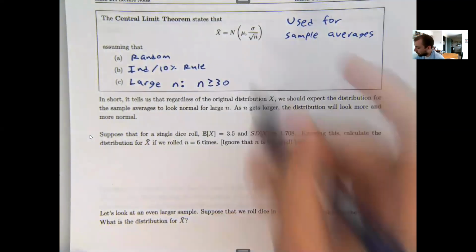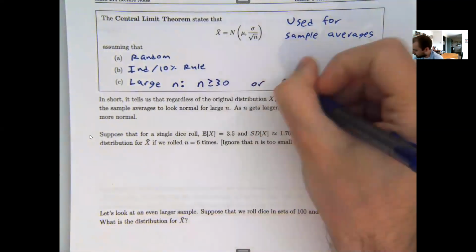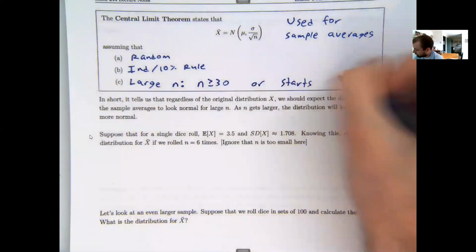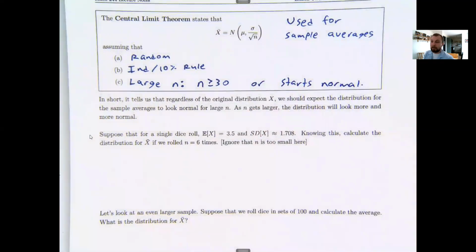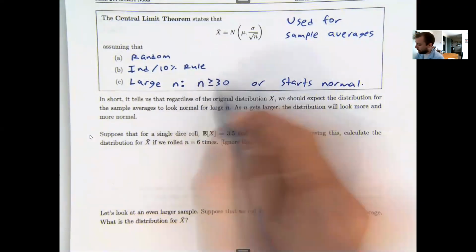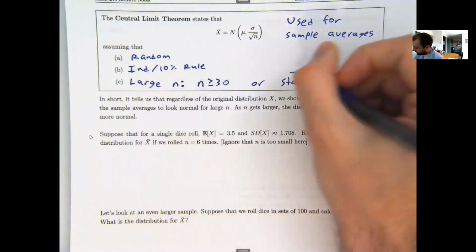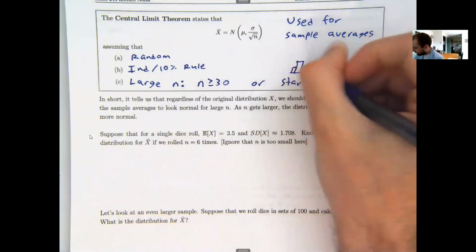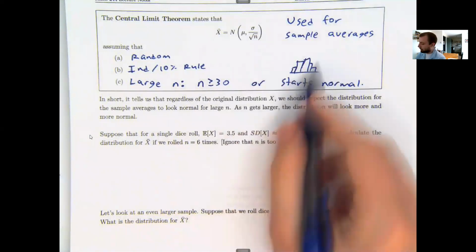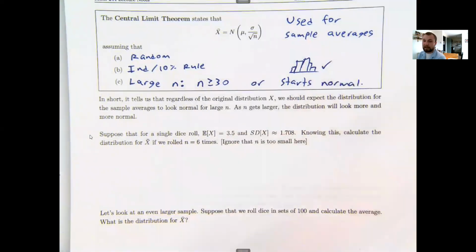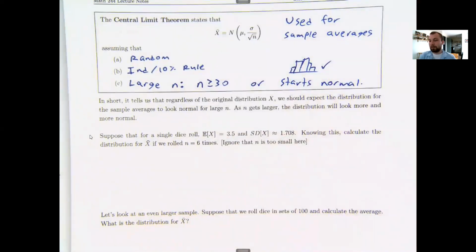If it started normal, though, you don't necessarily need 30 samples to be okay. So for example, if I had a distribution that I was sampling from that originally looked like this, I would consider that to be okay, sort of regardless of what that n is. That's a relatively unimodal and symmetric looking graph.